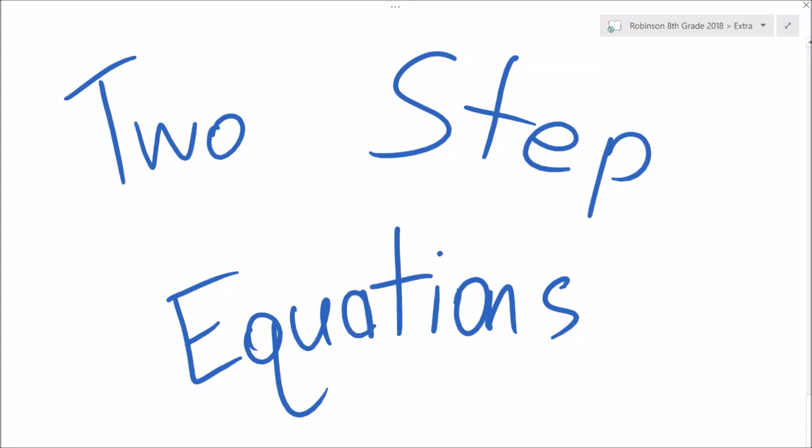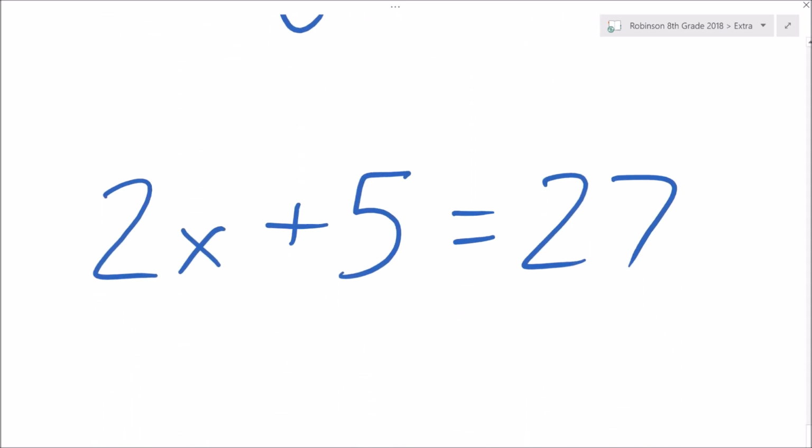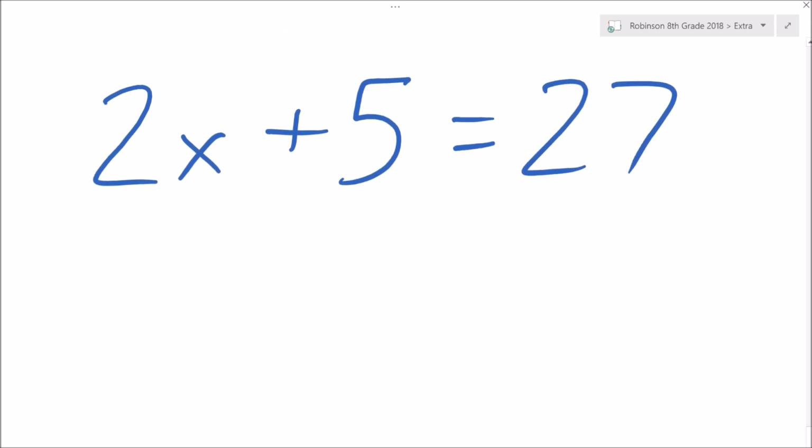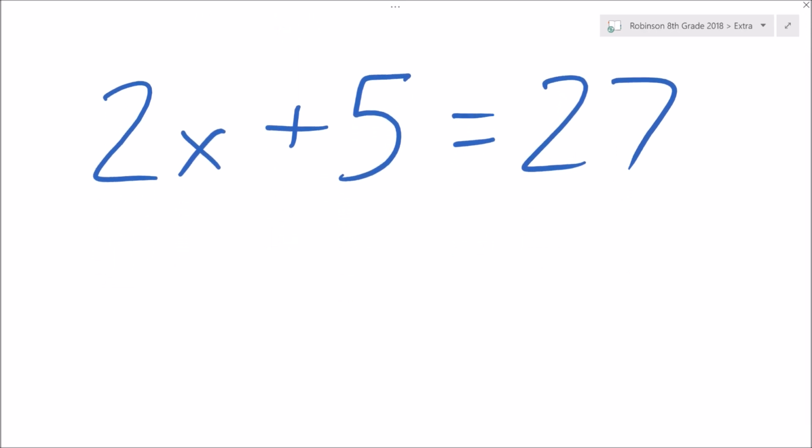All right, so this time around we are going to review two-step equations. Two-step equations are just one step beyond one-step equations. In order to solve a two-step equation, we are going to be doing our order of operations in reverse, and with each one we are going to do the inverse operation of whatever is happening.